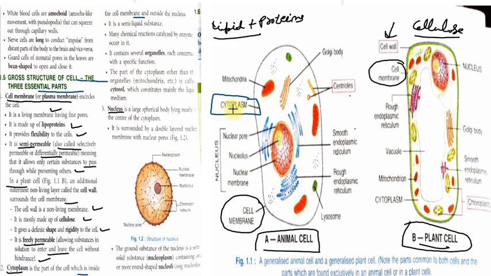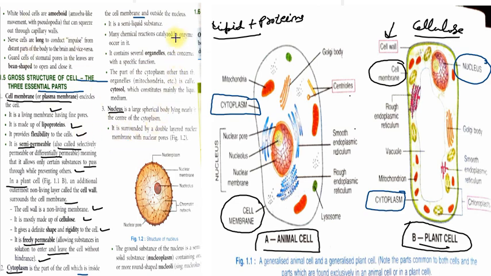Cytoplasm is found inside the cell, here in the animal cell, here in the plant cell. It is found inside the cell membrane and outside the nucleus. So where is the nucleus? This is the nucleus part, so outside the nucleus is the cytoplasm. Here it is the nucleus and here is the cytoplasm.